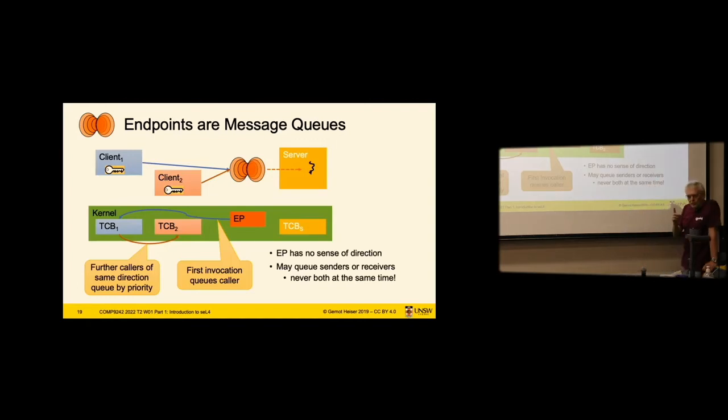So it's important to notice that an endpoint doesn't have a sense of direction, right? Whether you send or receive from an endpoint depends on whether you have the capability to do that. Typically, clients have send capability on the endpoint. They actually need this grant-reply capability, so that's a bit of complication I'm not getting into right now. But the server definitely needs a receive capability on the endpoint to be able to receive messages.